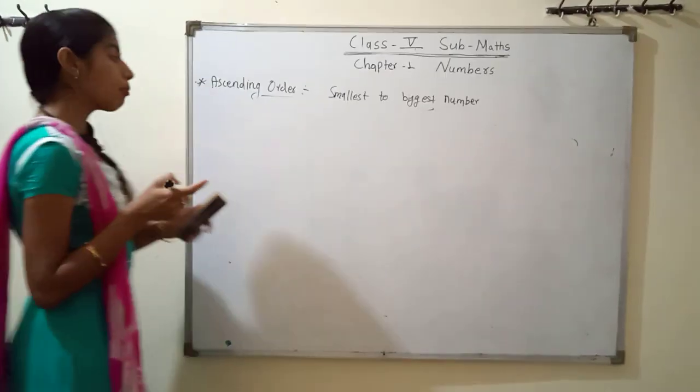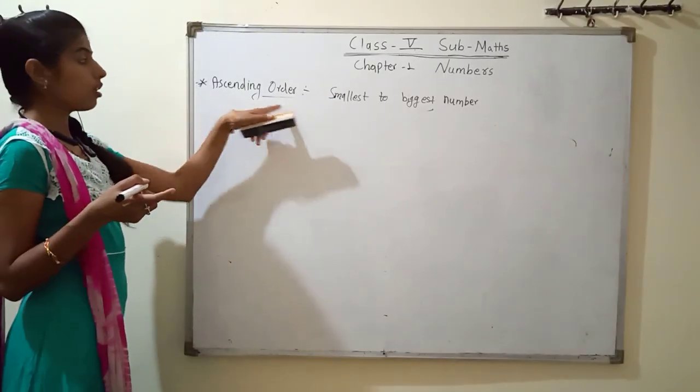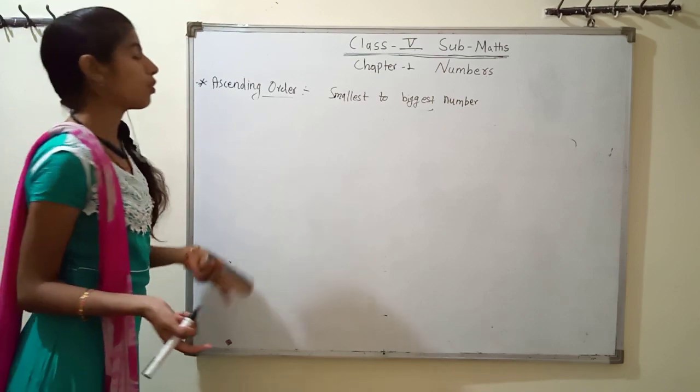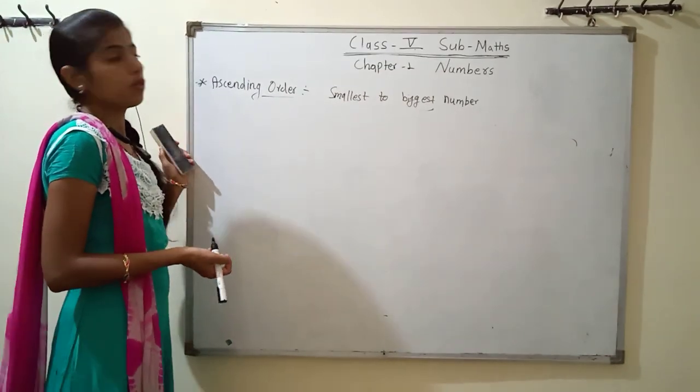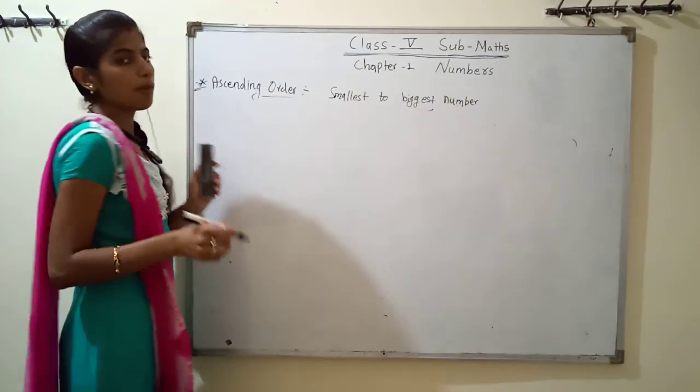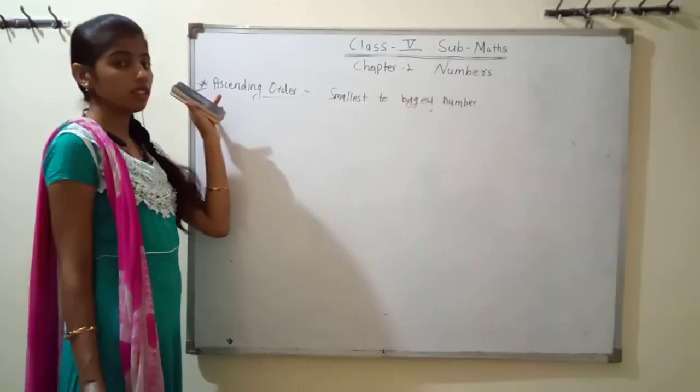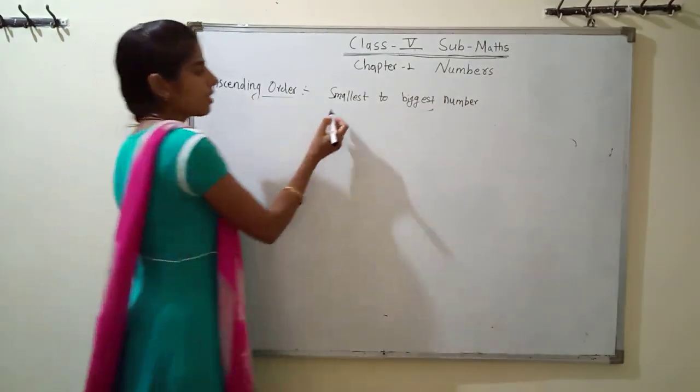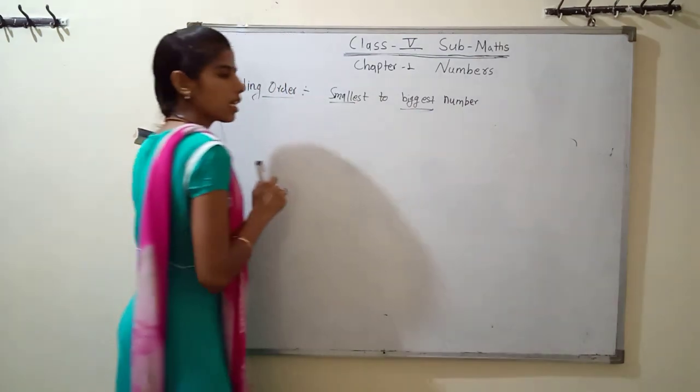If you know about the comparison, then you can solve ascending order and next is descending order. If you don't understand and you don't practice your comparison numbers, then you can't solve your ascending order. In ascending order, you find the smallest and biggest number.